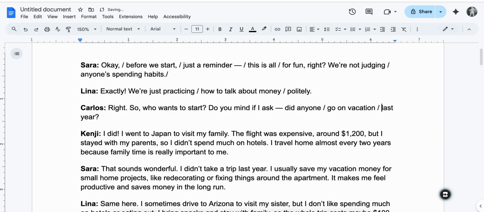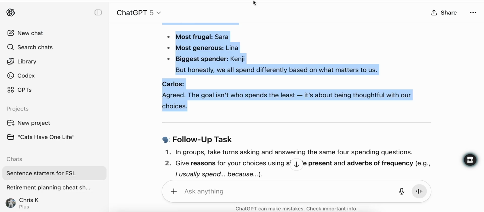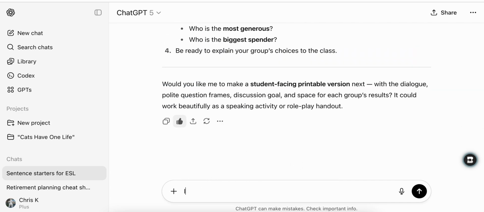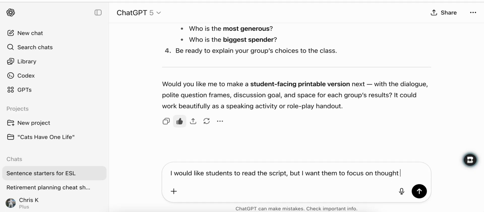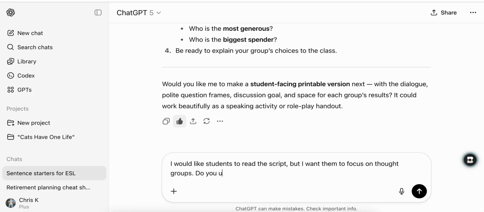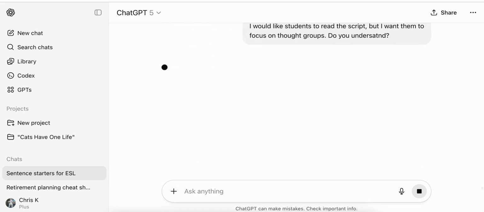So this is something I really like to do, and I do this with all levels of English proficiency, is to show them where the natural breaks are in the rhythm, or what you can call thought groups. And let me just do it here. So I would like students to read the script, but I want them to focus on thought groups. Do you understand? Okay.